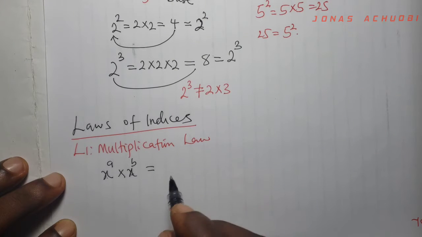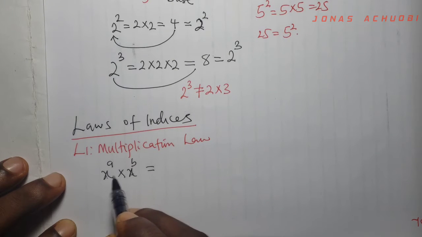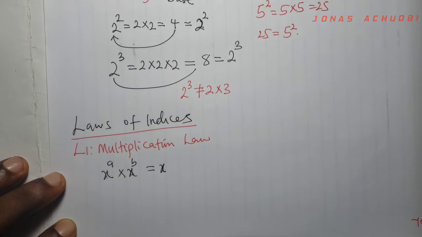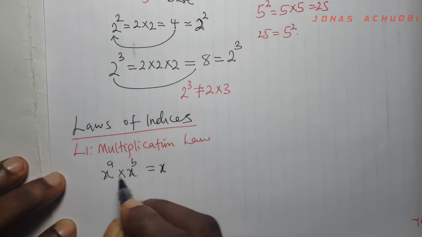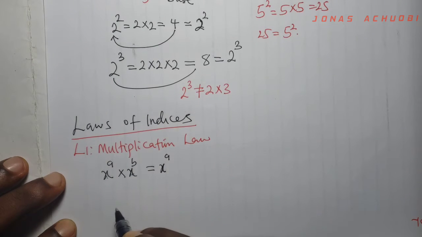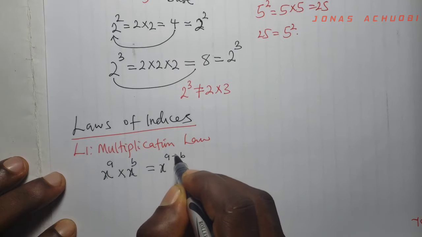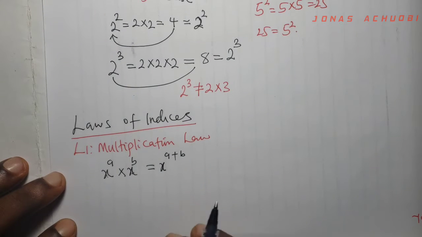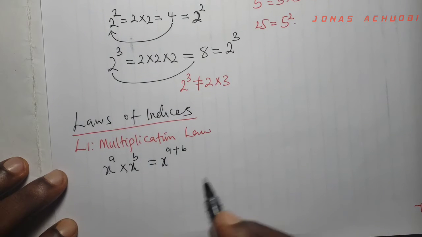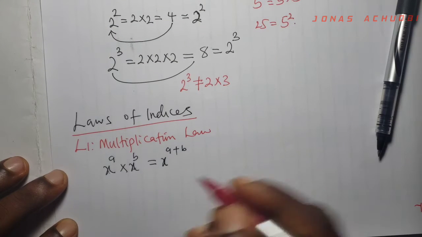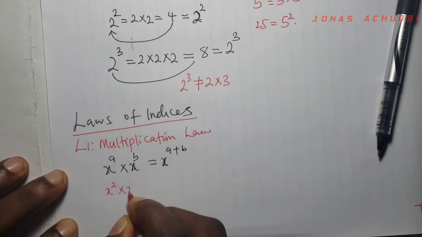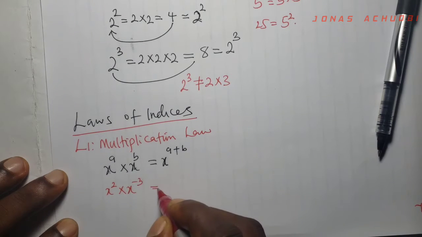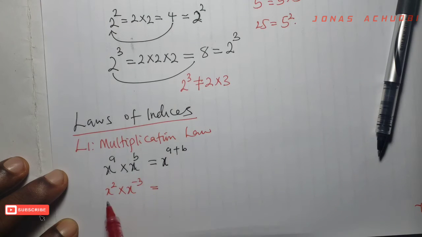What this law is saying is that if the bases are the same and we are multiplying the two index forms, we should just take out one of the bases, which is x, and sum up the powers. So the power of the first index form is a, power of the second index form is b. We now add a plus b. We call this the multiplication law of indices. For example, if we have x raised to the power 2 times x raised to the power negative 3, we can apply the first law of indices here, the multiplication law, because the first index form has x as its base, the second index form has x also as its base, and between them we are multiplying. That's all we need to see.